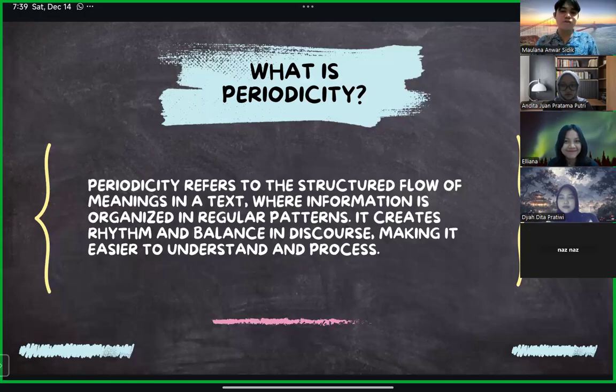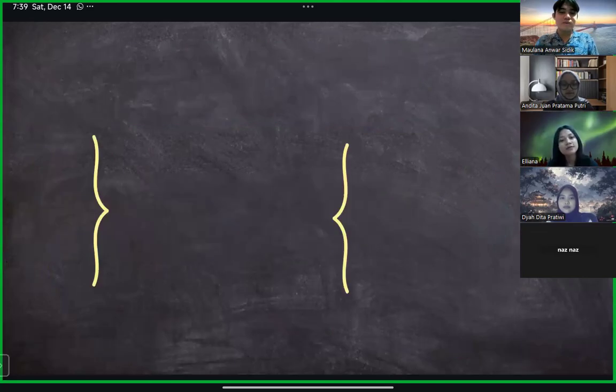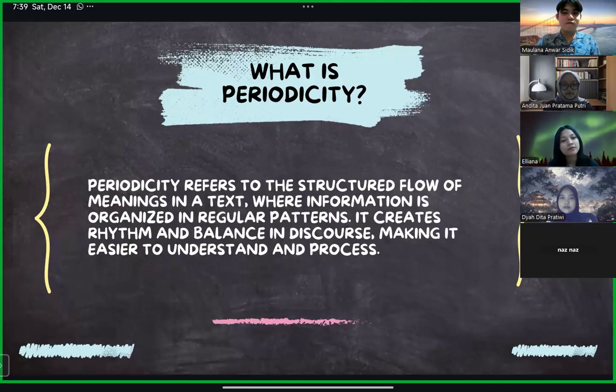So, what is periodicity? Periodicity refers to the structure of flow of meanings in a text where information is organized in irregular patterns, and it creates rhythm and balance in discourse, making it easier to understand and process. Next, please.